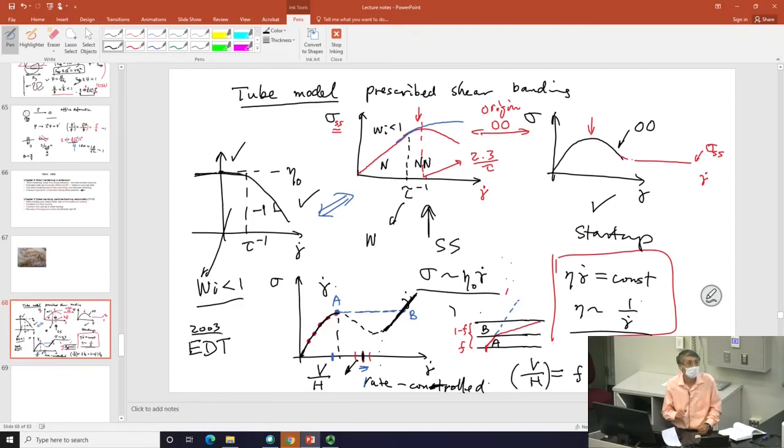But we do appreciate that if you use rate-controlled mode, you may get stuck in this situation of shear banding. When you use stress mode, the creep, the velocity is a free variable. It can go anywhere it wants to go. Right? Why not let the system just choose to have homogeneous shear, like the green line, in the creep mode?